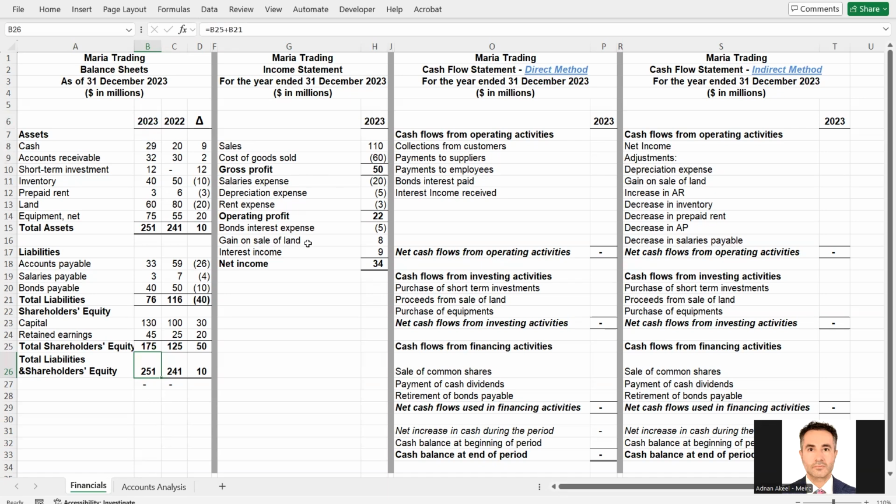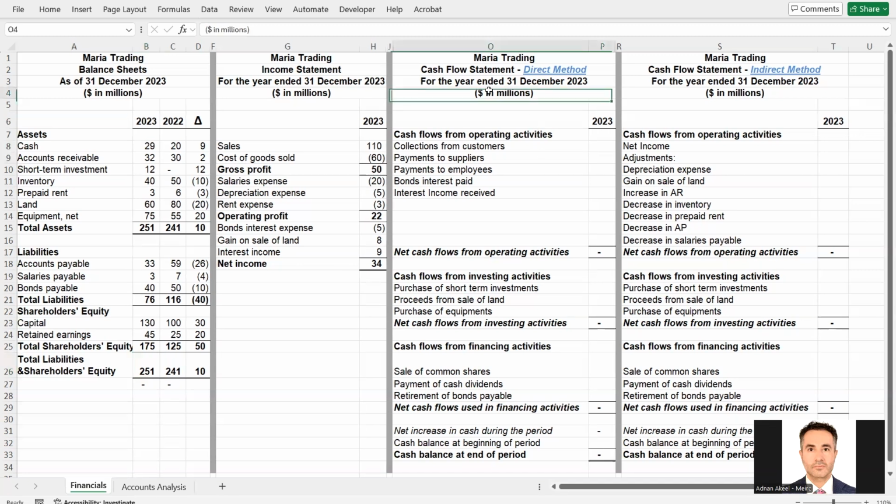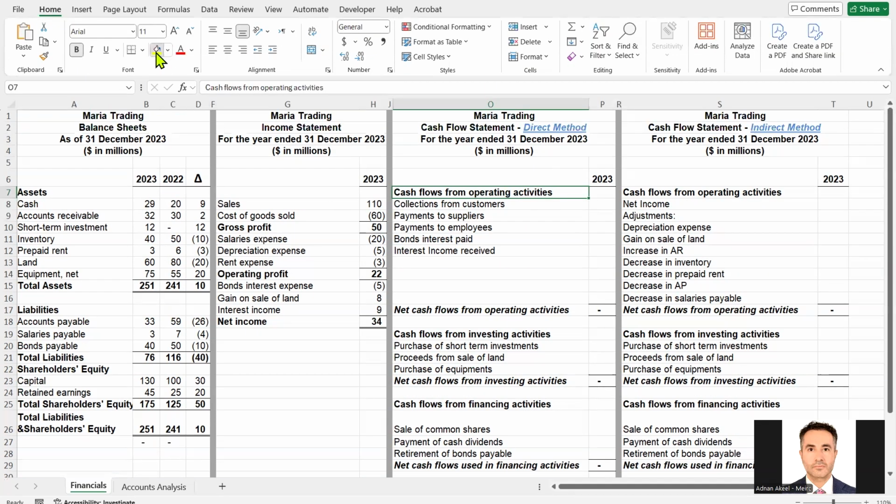I add the gain on sale of land, for instance. I add interest income from, for example, my fixed deposits, and that will give me my net income. Now, what is the aim? On the right-hand side, I have the cash flow statement on the direct method and the cash flow statement on the indirect method. And as we explained, both of them should have the three sections, the operating section to start with, then the investing section, and to be concluded by the financing section. So this applies to both of them.